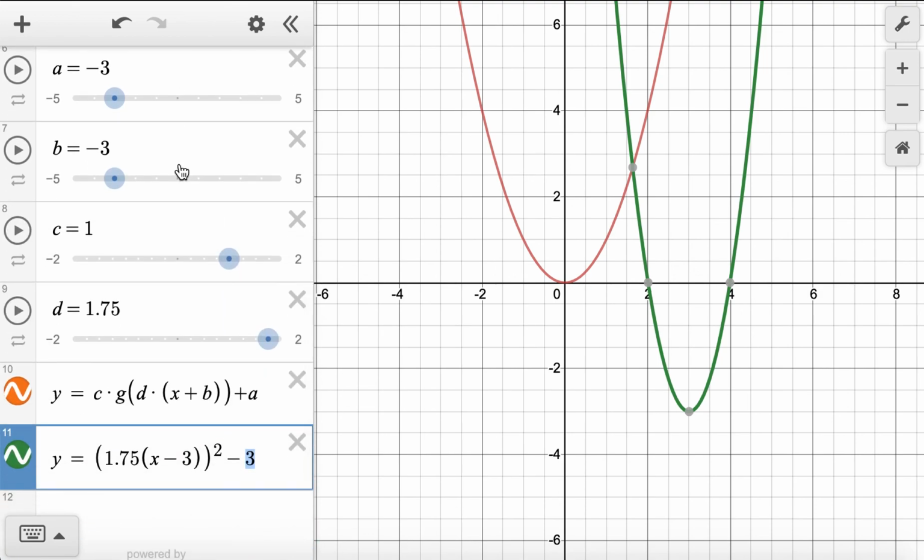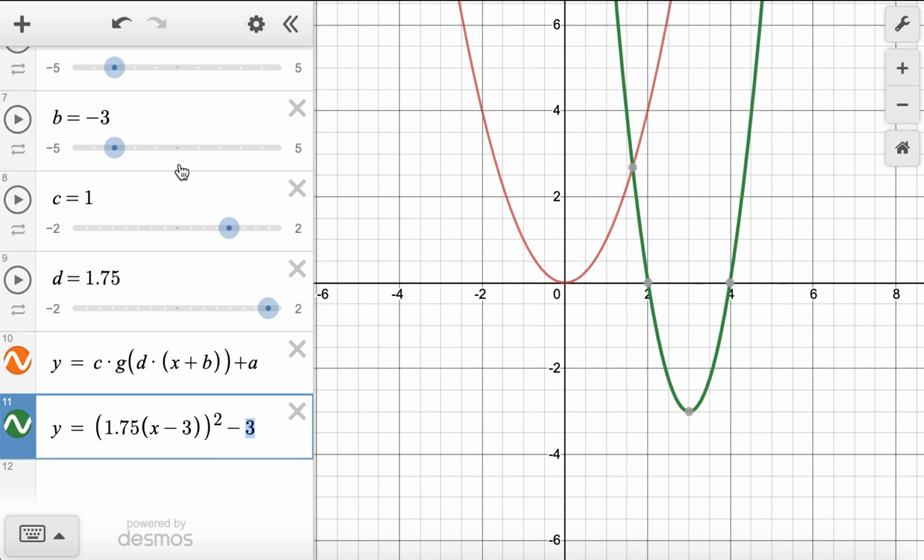And a lot of them, even though we have special names for them, like vertex form or like the midline and amplitude, are really the same principles over and over again, so that when you see them, they already kind of make sense to you and you don't have to relearn everything from scratch.